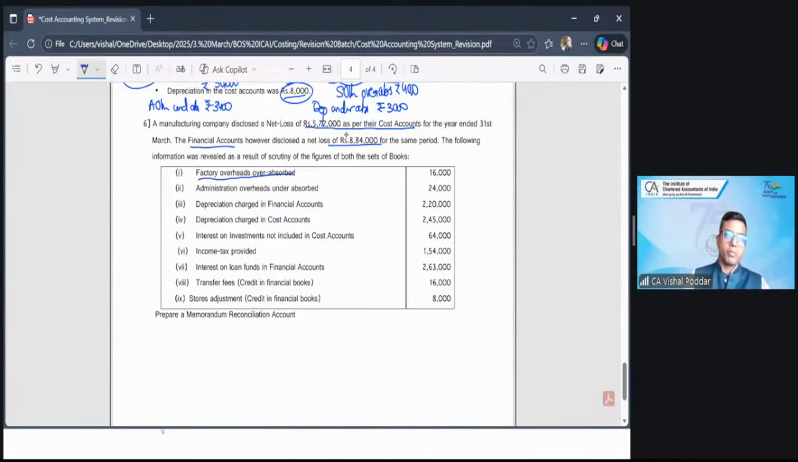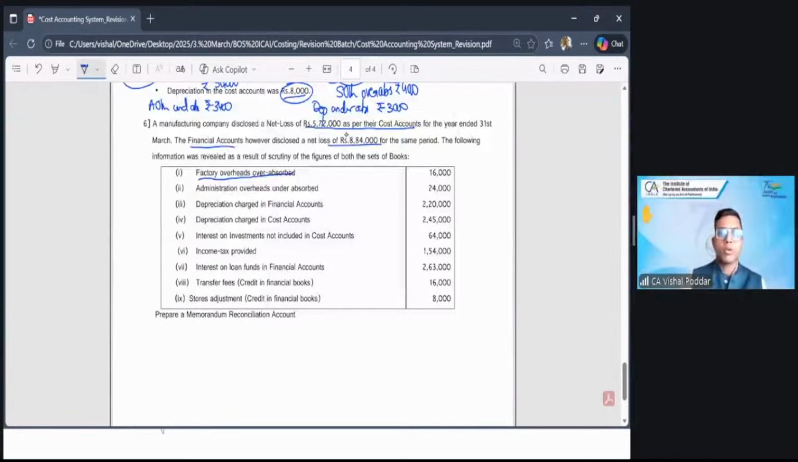Factory overheads over absorbed. Again, firstly, be clear with the meaning. When you say any expense is over absorbed, it means the expenses are higher in costing books and lower in financial books. Now, both these hands represent my loss. If I'm saying expense is higher in costing books, what is the impact of this on my costing loss? Till now, you were checking on profits. Now you have to check the impact of this on costing loss. So if expenses are higher in costing, the loss will increase. So the impact of this is that costing loss will be higher.